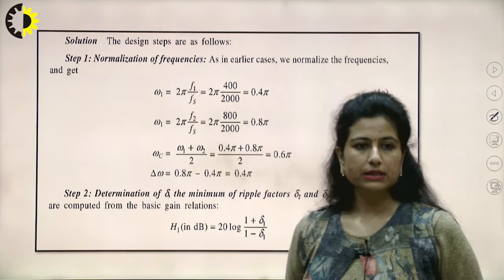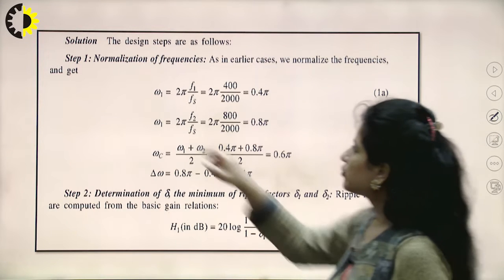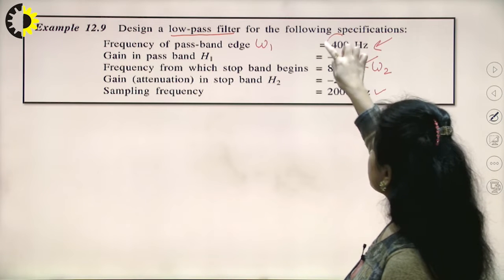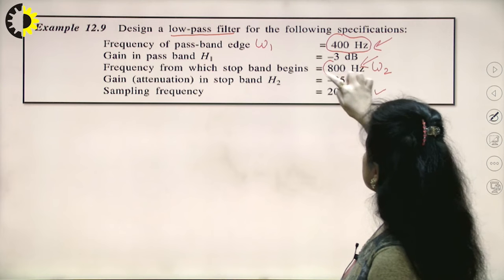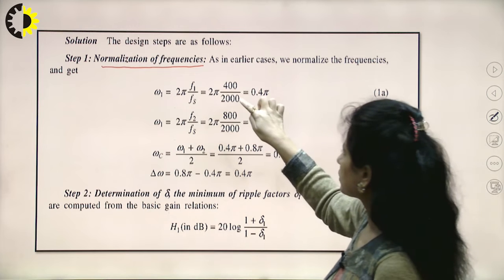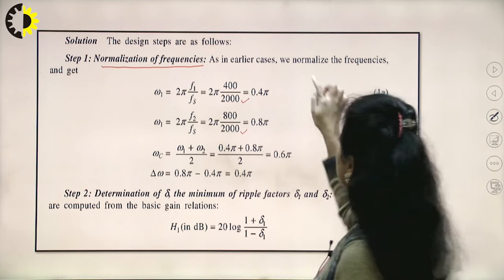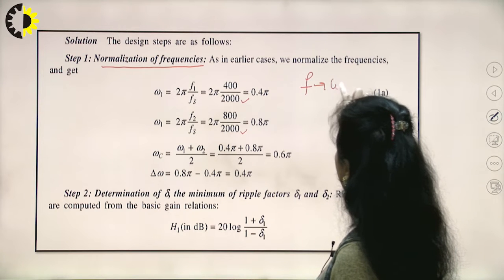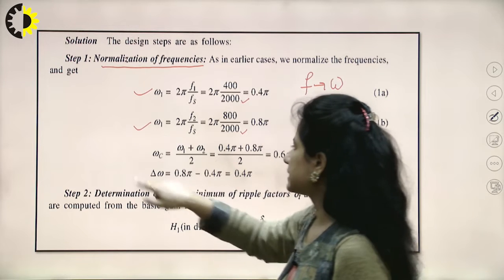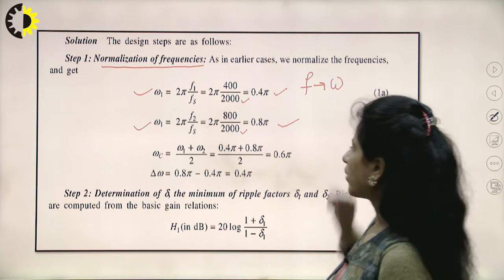So to begin with the designing of the Kaiser window, the first step, because the sampling frequency is given, is to normalize these frequencies. The first frequency is 400 Hz, the second frequency is 800 Hz. So I would divide these frequencies by 2000. This Hertz has to be converted into radians per second, that means the frequency has to be converted into omega. I'll multiply it with 2 pi. So these are the normalized frequencies, omega 1 and omega 2, which come out to be 0.4 pi and 0.8 pi.